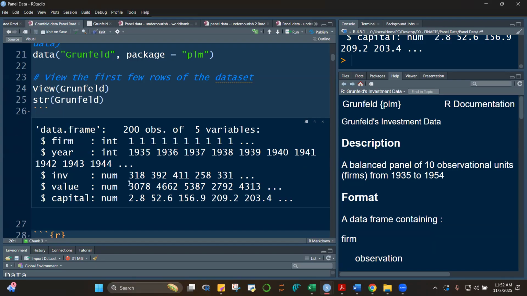So this is what makes a panel data different from a cross-sectional data. And this is also what makes a panel data different from a time series data. For a time series data, you only have one unit. In this case, there are 10 units and then across many periods of time. So this makes it a panel data.